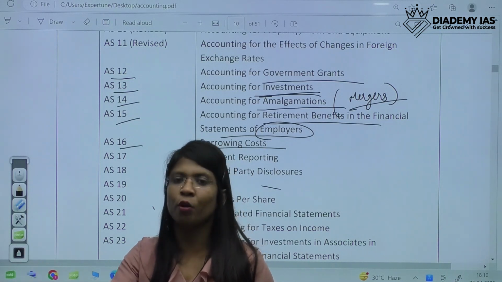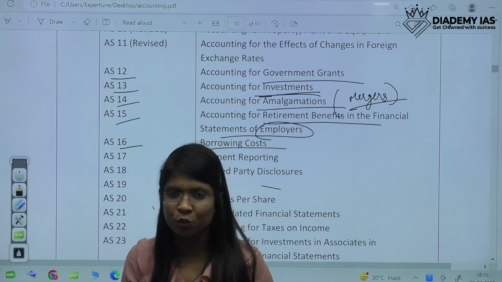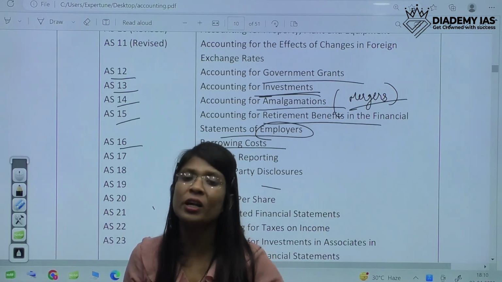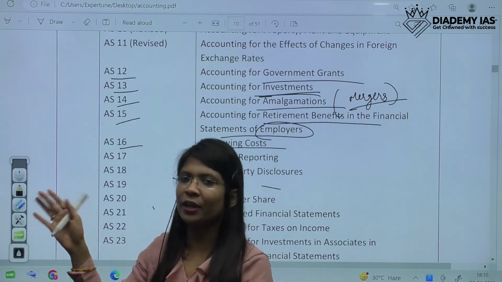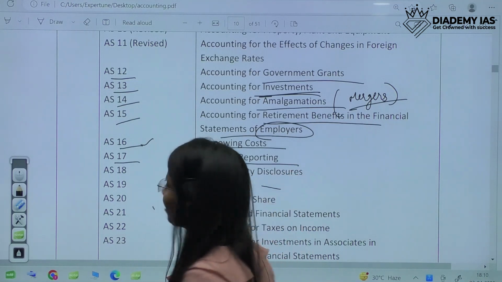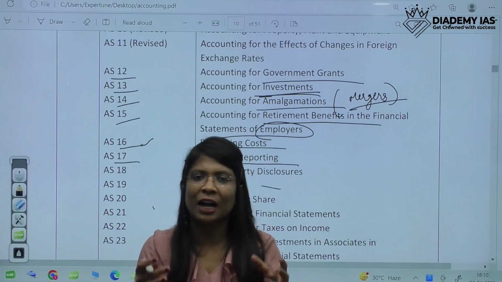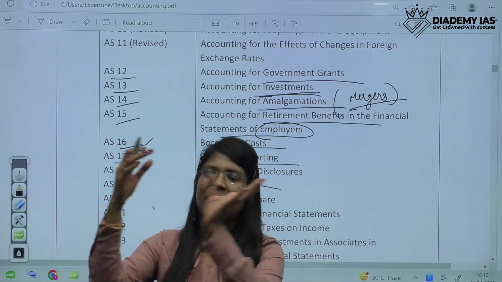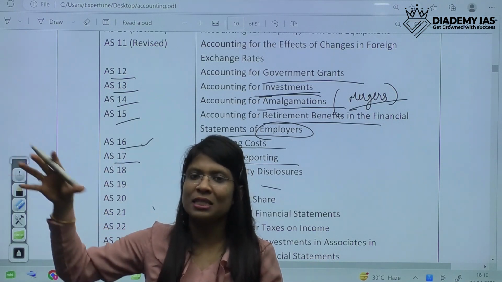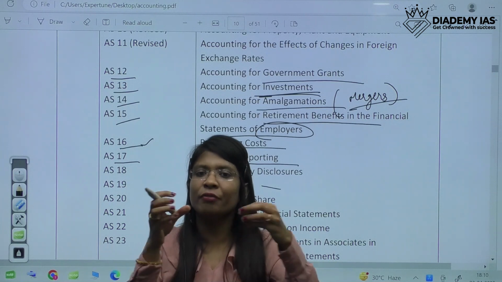Borrowing from government, borrowing from financial institutions, from creditors, from any normal individuals. All those borrowings and the cost, like interest cost and principal amount, how we record these is included under AS16. Then is AS17, segment reporting. Segment reporting is about different segments of a company. For example, I could have a business in Delhi, in Calcutta, in Mumbai, in Ahmedabad.